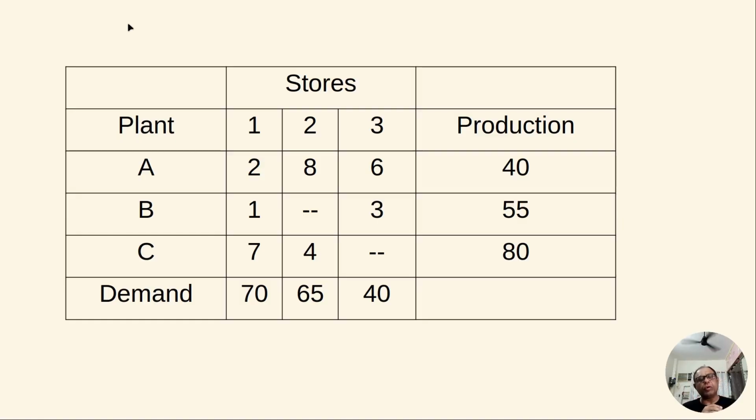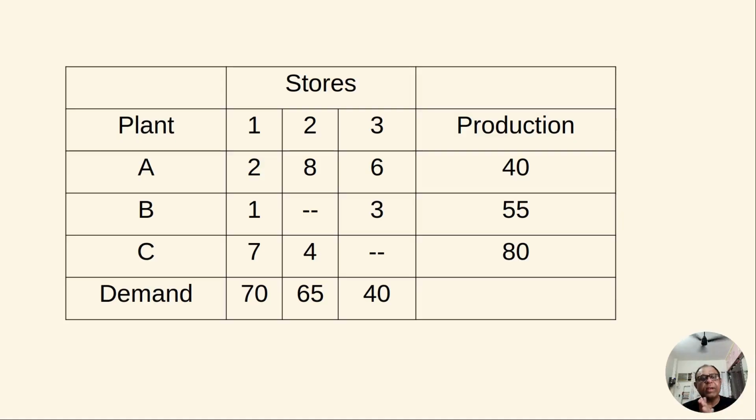Well, there's a problem on your screen now. Just have a look at it. You have three plants A, B and C and their productions are 40, 55 and 80. And the demand from the stores 1, 2, 3 are 70, 65 and 40. Well, the demand and the production rates match.